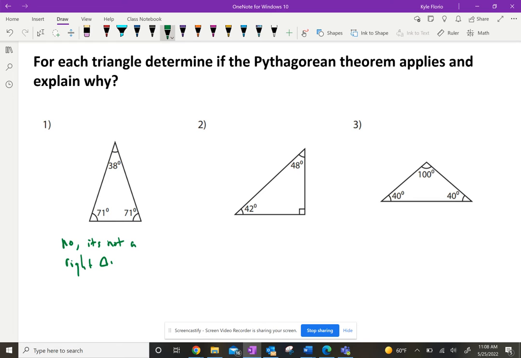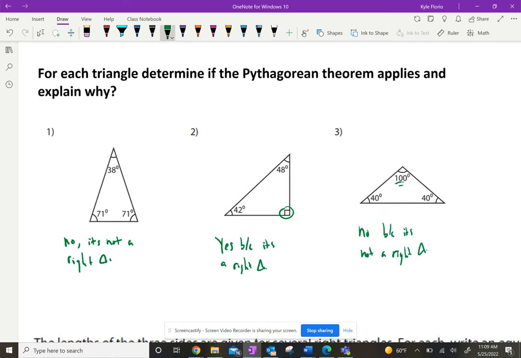The second one, can we use the Pythagorean theorem? Would it apply? And the answer is yes, because it does have a right angle. Yes, because it's a right triangle. Okay. And last one, is this a right triangle? No, it's got a 100-degree angle. There's no 90-degree angle. No, because it's not a right triangle.